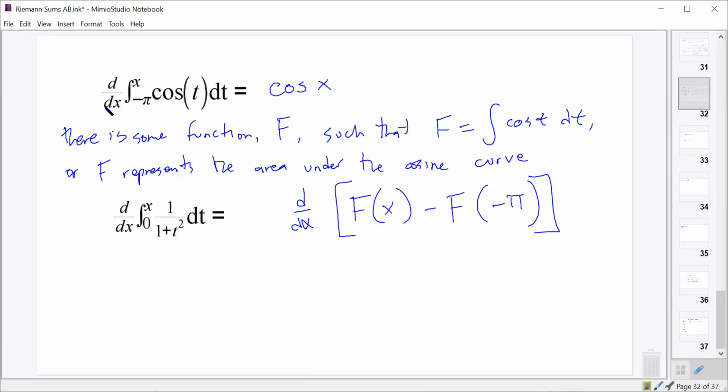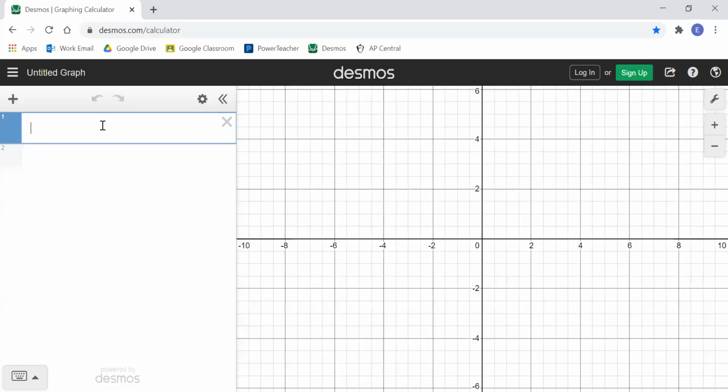So we've got the derivative of this integral using the second part of the fundamental theorem of calculus of the function capital F that represents the integral of cosine. And so that negative pi is really just a constant in there. It says we're looking for the area between negative pi and any other x value on the cosine function. So let me really quickly, and hopefully I can get Desmos to work. Oh, good, it did. Here's our cosine function.